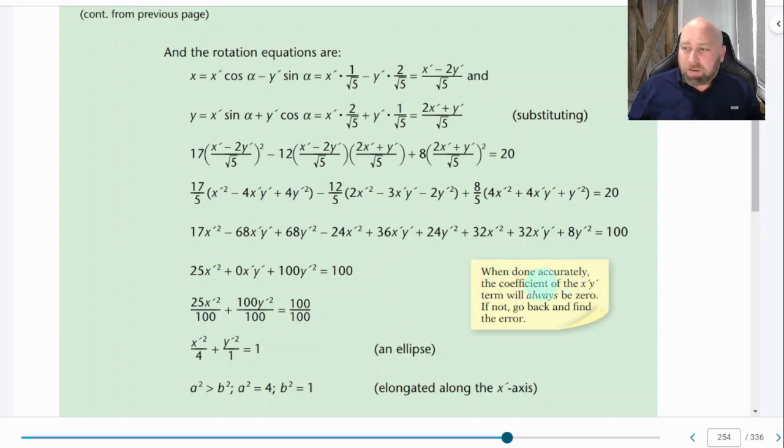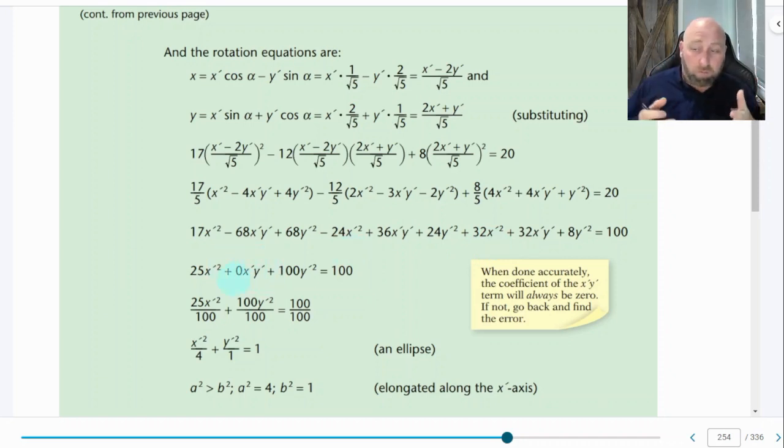When done accurately, the coefficient of the x prime y prime term will always be 0. In other words, when we figure this all out, we're going to come out with 0. What have we done here? Here's what we've done here. We've canceled everything out. Look, minus 64 x prime y prime. Here's another x prime y prime, 36. You subtract that out and you get 32. And then here's another x prime y prime, which is 32. You subtract that out and you get 0. This zeroes out every time.